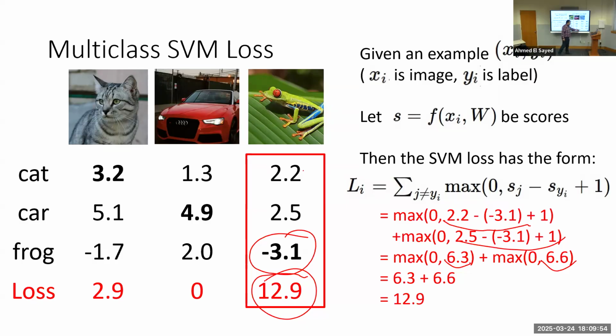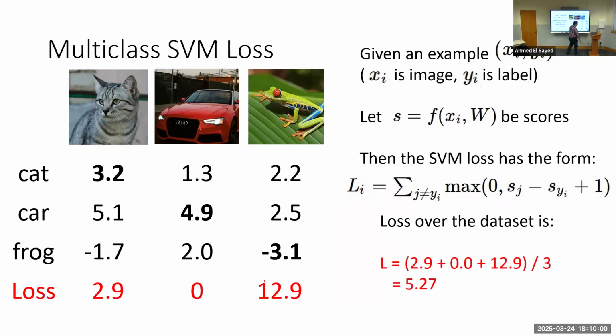Now, are those the losses? No. The loss is the average of all of these. So the total loss is the average between those three losses over the number of samples. So this is the loss that will be used to fine-tune the W's. Okay?